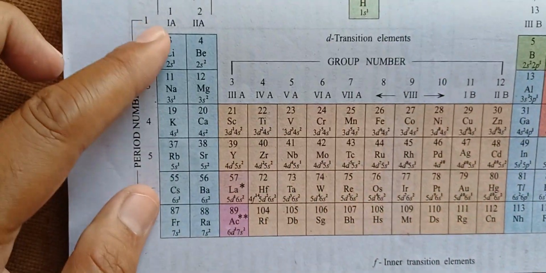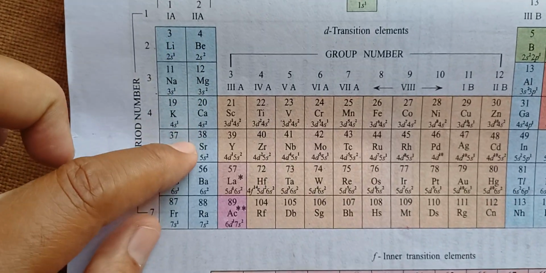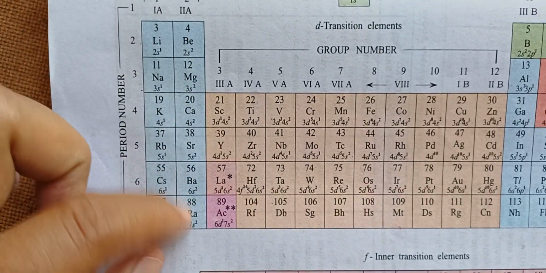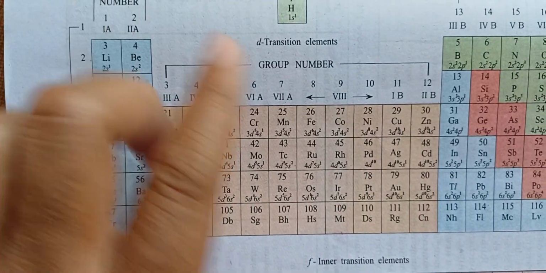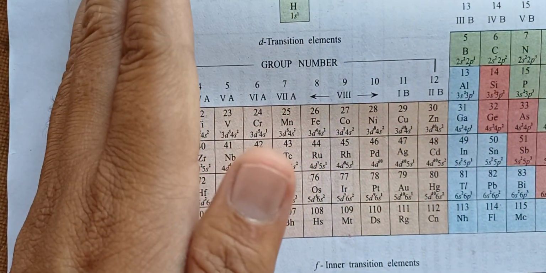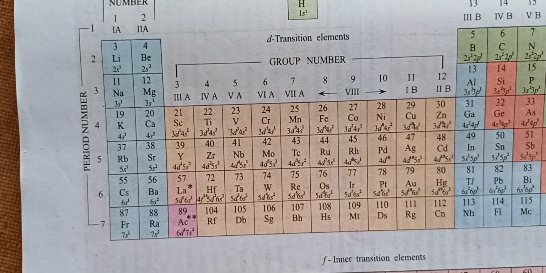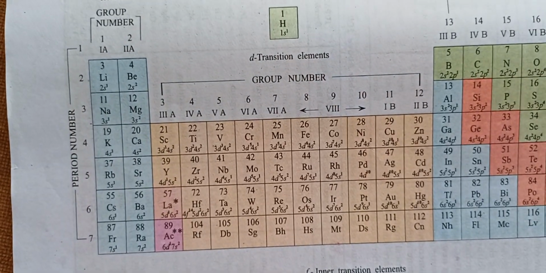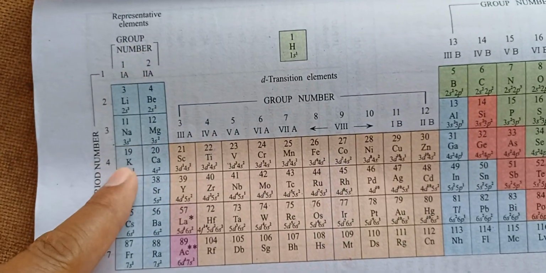Okay. Now the second group. The 2A group will be beryllium, magnesium, calcium, strontium, barium, radium. Okay. Now these are the 2A group. These are called S block elements. Why? Because the last entering electron, also called the differentiating electron, is entering into the S orbital. That's why these two groups are called S block elements.